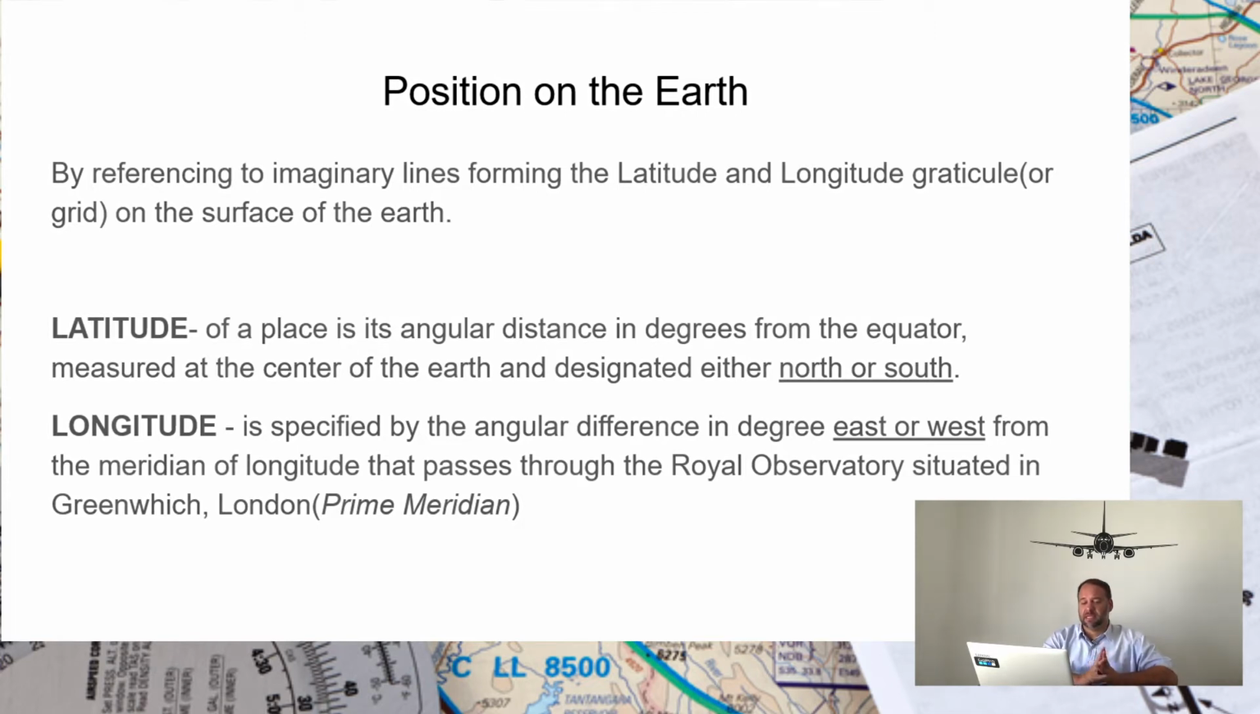Position on the Earth. By referencing imaginary lines, we form the latitude and longitude graticule, or grid, on the surface of the earth. Latitude of a place is its angular distance in degrees from the equator, measured at the center of the earth, on the middle of the earth, and designated either north or south.